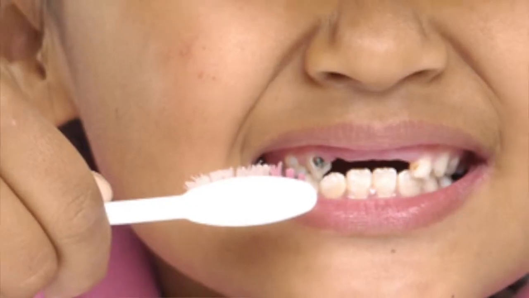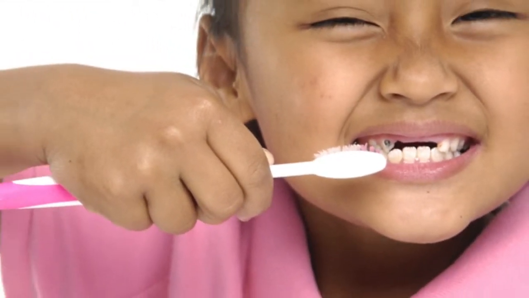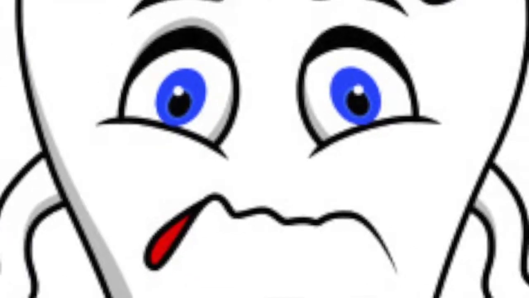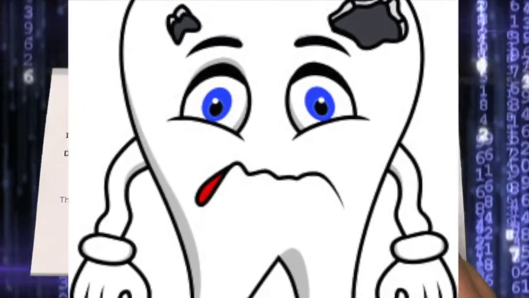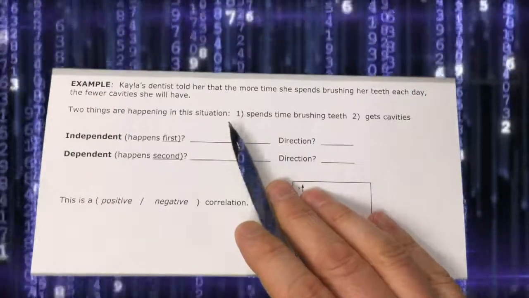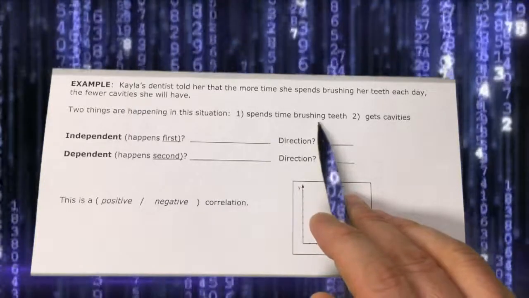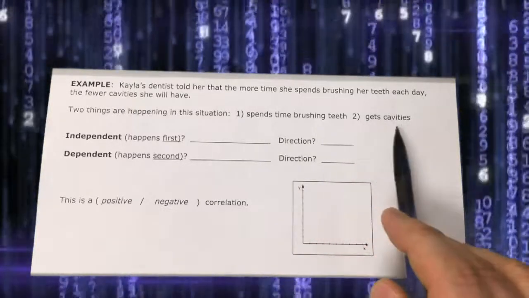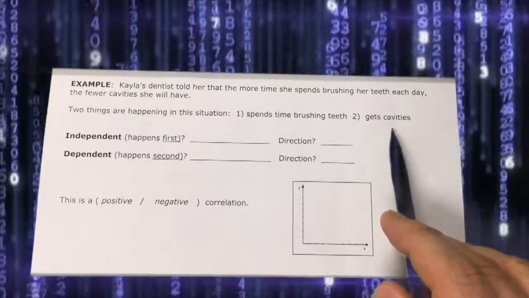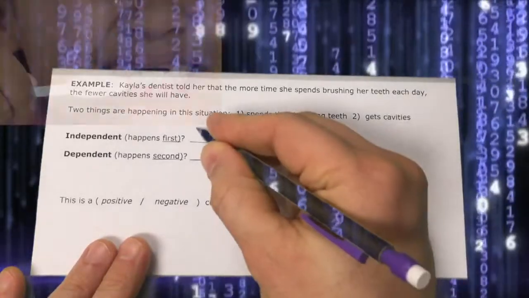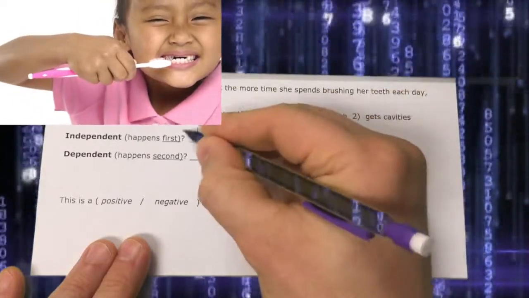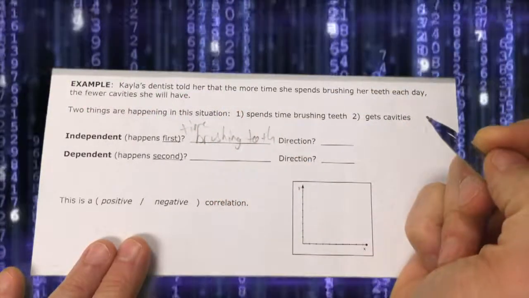Kayla's dentist told her that the more time she spends brushing her teeth each day, the fewer cavities she will have. Alright, so two things are happening in this situation. One, she spends time brushing her teeth, and two, she's getting cavities. Okay, now what is happening first and what's happening as a result? Well, the first thing that's happening is she's brushing her teeth. And specifically, it's time spent brushing teeth.